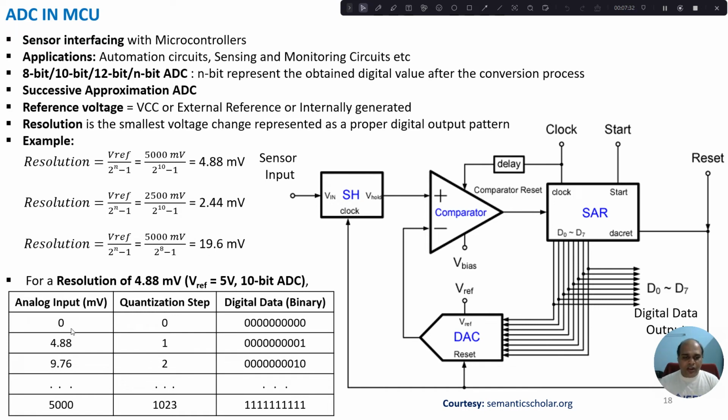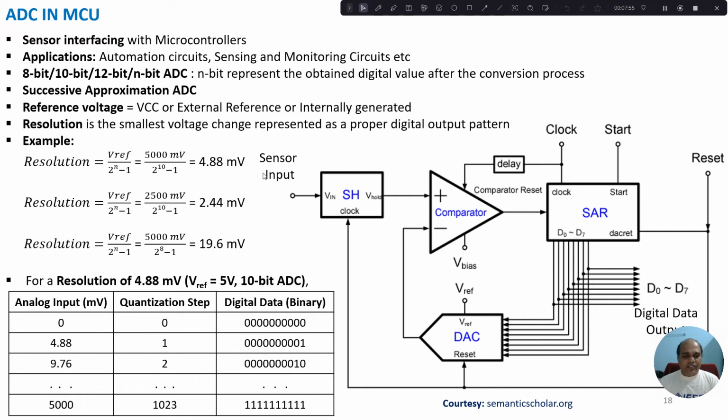So this is what we call resolution. It is the smallest voltage change which is represented in a proper binary bit pattern. If I have a voltage less than this, then I need to do an approximation. I might not get a proper binary bit pattern, so it will have certain errors. That is what we define as resolution.